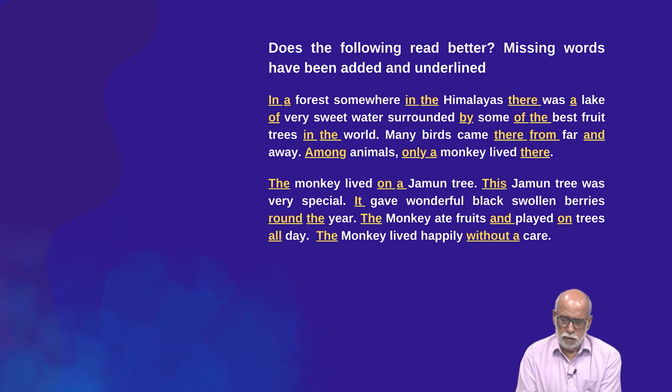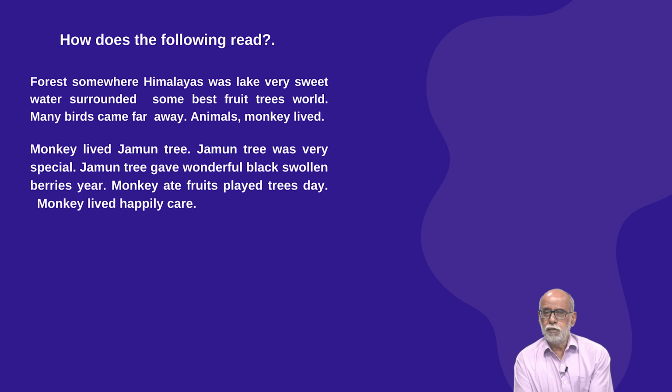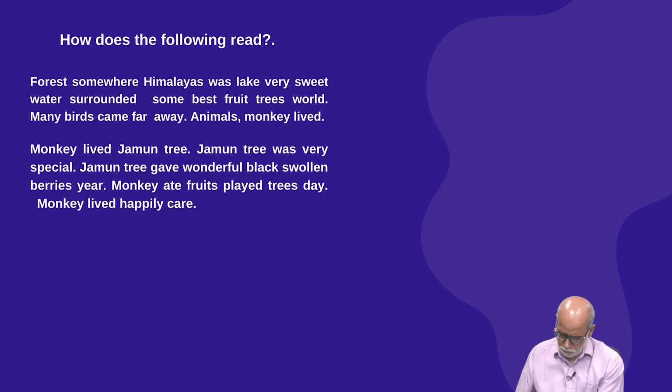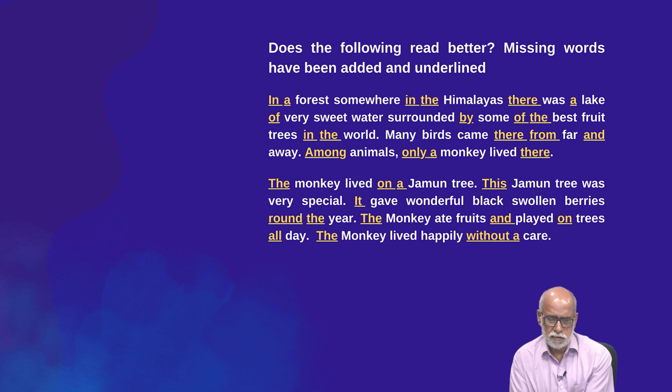Because we are talking about a particular monkey, so we have said the monkey. Okay. Then lived on a jamun tree. Now, this jamun tree, it is not in the earlier sentence it appears to be an unrelated jamun tree, as if there are many other jamun trees. Monkey lived jamun tree was very special. Is it the same jamun tree or another jamun tree? From this sentence we do not know. We know that in the next slide, when you look at the same sentence, better written or better united.